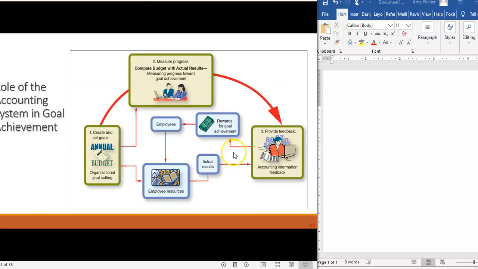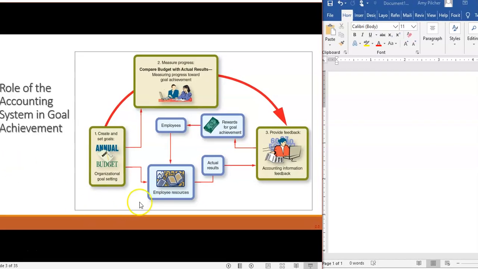So when we're looking at the role of the accounting system in goal achievement, I'm just going to expand this window a little bit. So we already talked about, one, we create and set goals by making a budget. Then we compare that budget with actual results. We use that information to determine if our employees hit their goals, and we give them rewards.